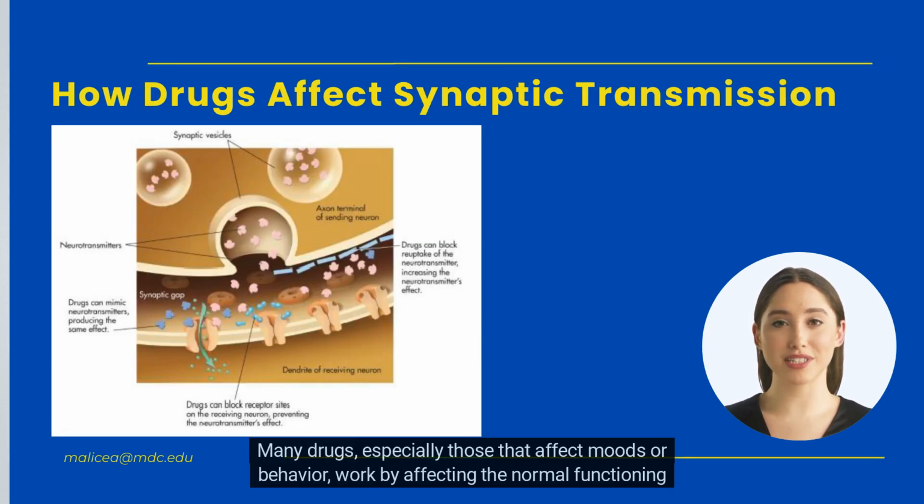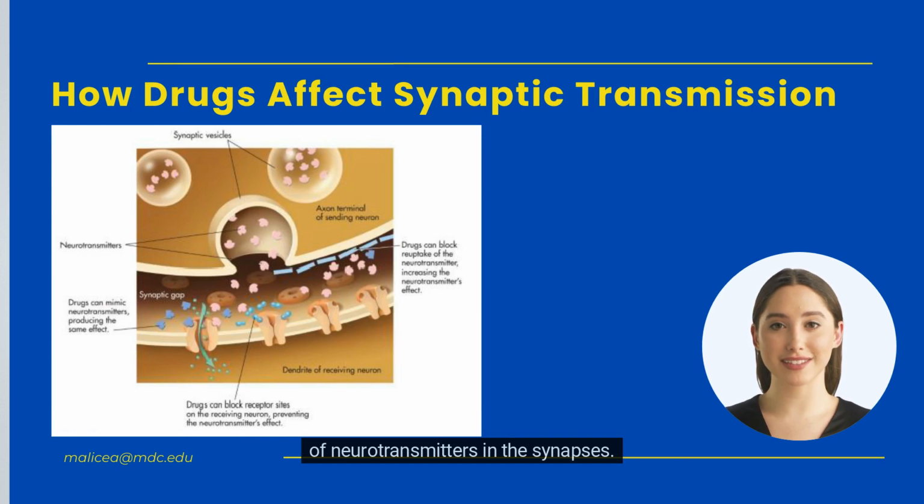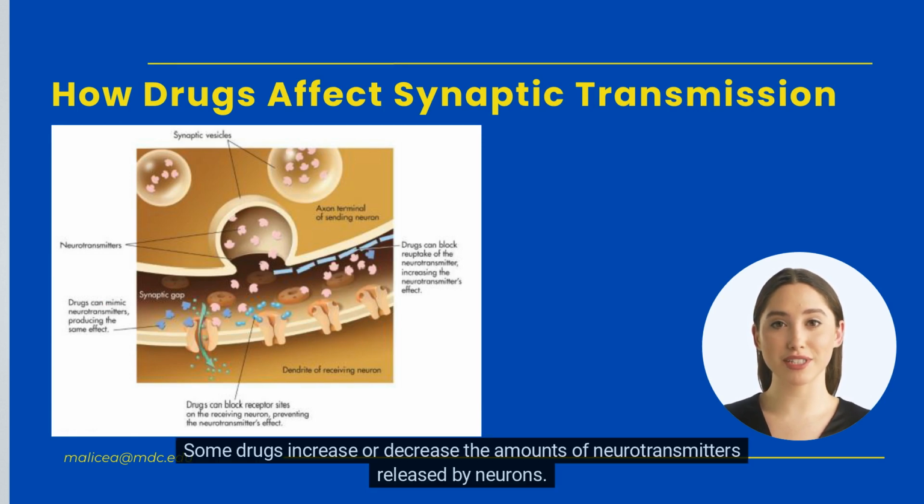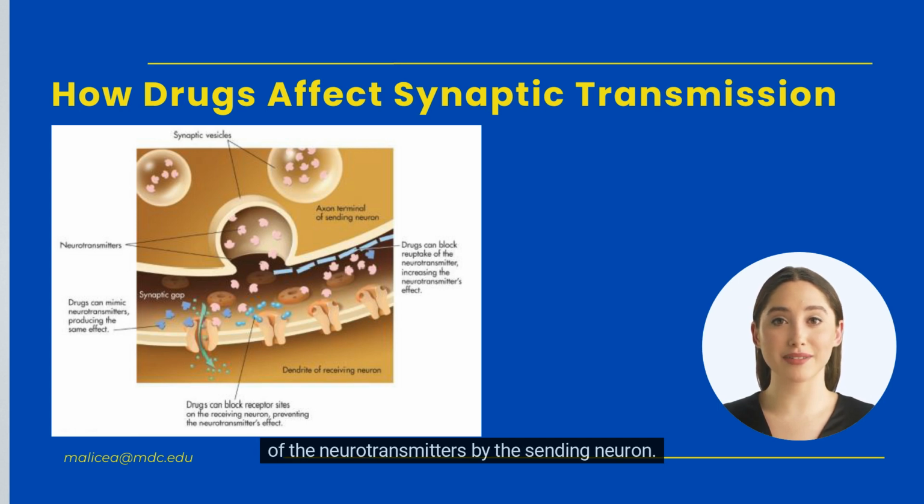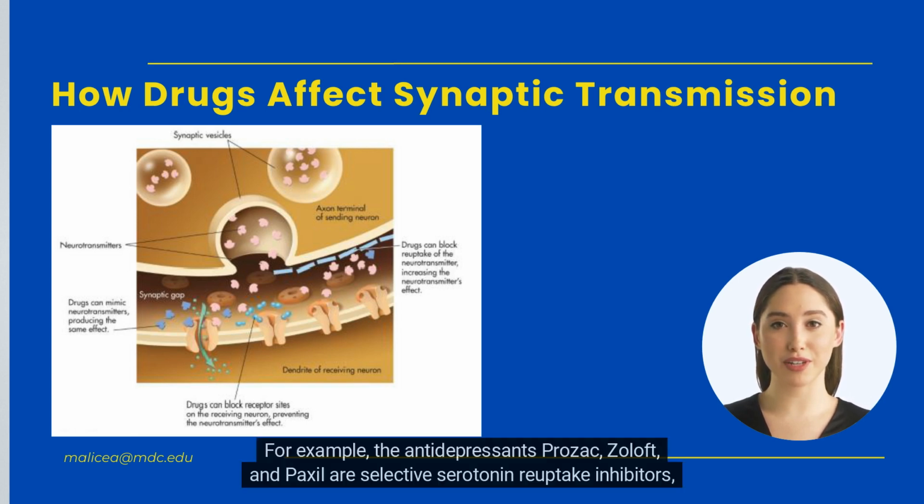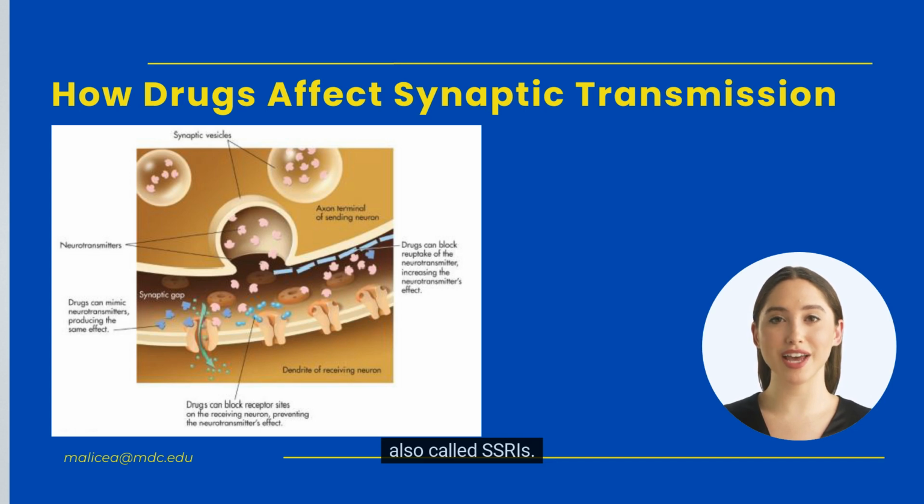Many drugs, especially those that affect moods or behavior, work by affecting the normal functioning of neurotransmitters in the synapses. Some drugs increase or decrease the amounts of neurotransmitters released by neurons. One way in which drugs can prolong the effects of the neurotransmitters is by blocking the reuptake of the neurotransmitters by the sending neuron. For example, the antidepressants Prozac, Zoloft, and Paxil are selective serotonin reuptake inhibitors, also called SSRIs.